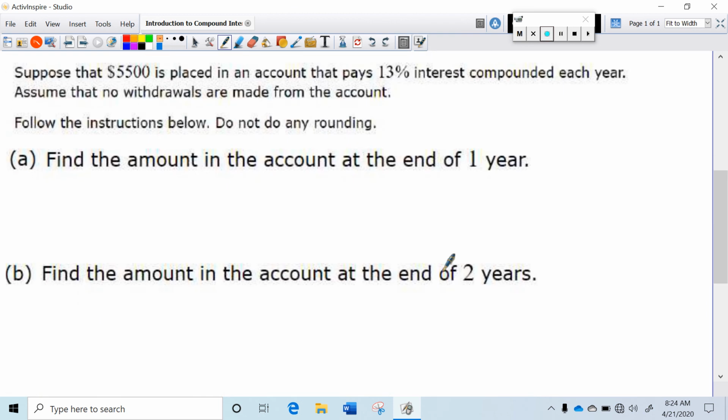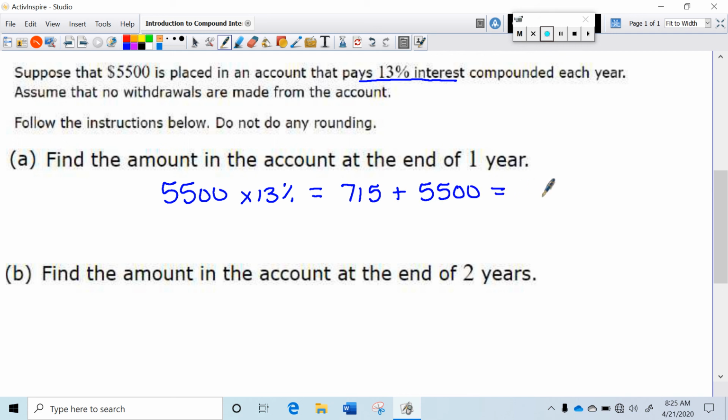Suppose that $5,500 is placed in an account, so $5,500 that pays 13% interest compounded each year. So times 13%. 5,500 times 13% is $715. That's the amount of interest that was paid, but you have to add back in the amount that was originally deposited into the account to find the total amount at the end of that year. So $6,215.